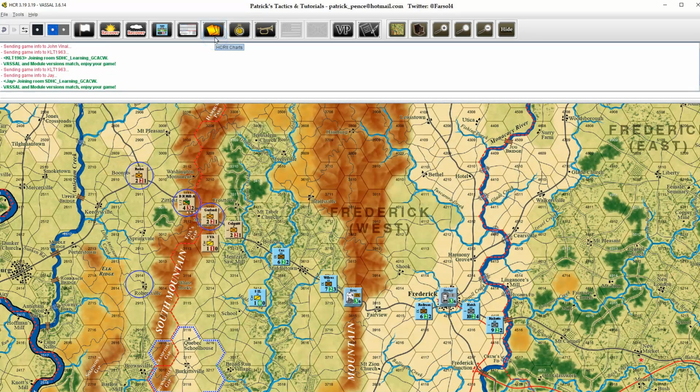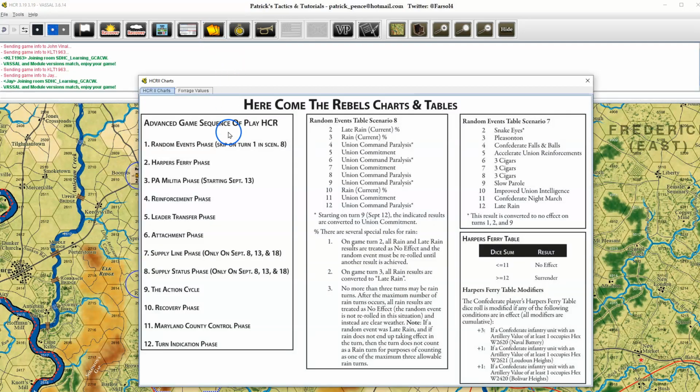Right next to that is the 3 little Here Come the Rebels specific charts. There's 2 of them there. One is the specific random events and sequence of play that you could use. There's really no copyright infringement on that, so that's just a helpful aid to have right there for you.